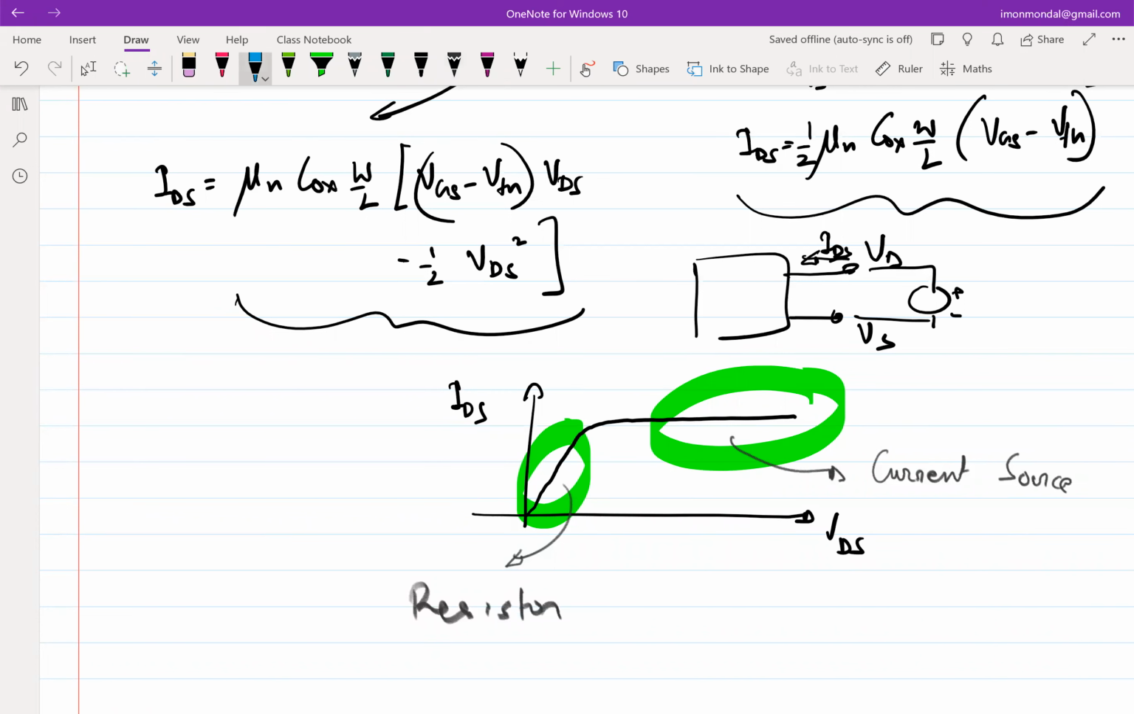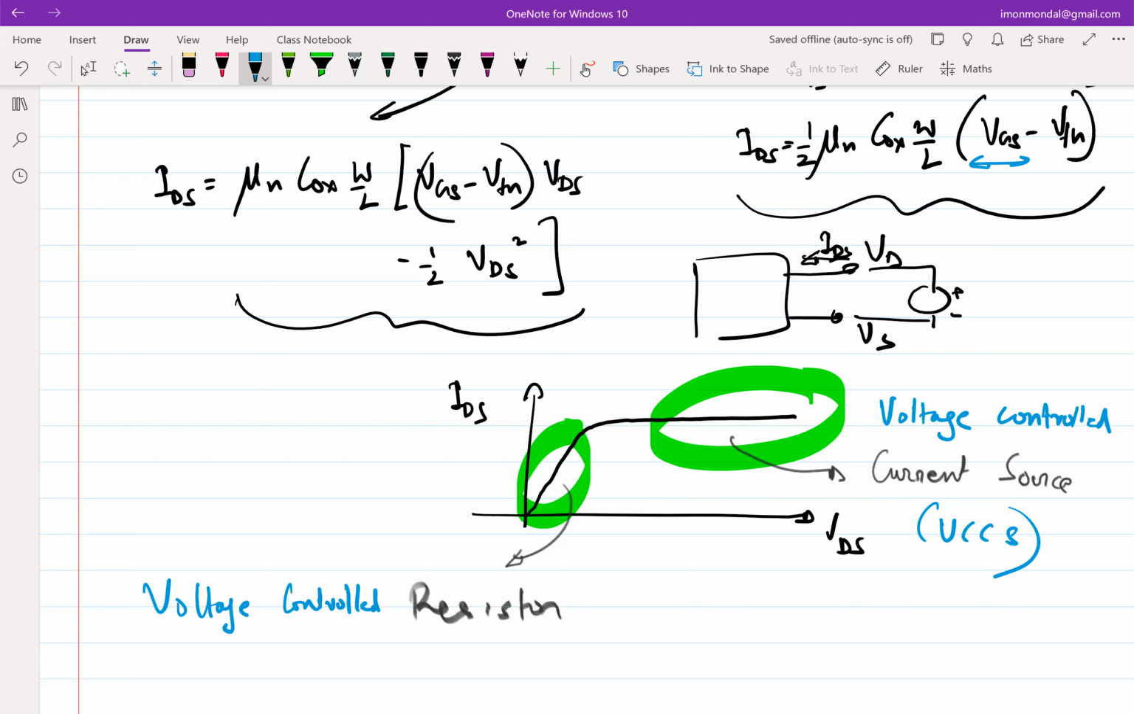But the key takeaway from this discussion is that these current sources or resistors are voltage controlled, right? The value of the current is dependent on the voltage of some other terminal. It's a dependent current source. It's a voltage controlled current source, or VCCS, if you are operating the transistor in the saturation region, and this is a voltage controlled resistor if you are operating it in the triode region.